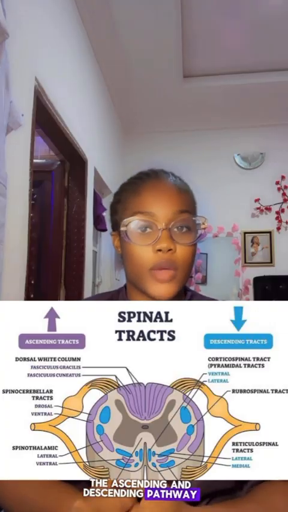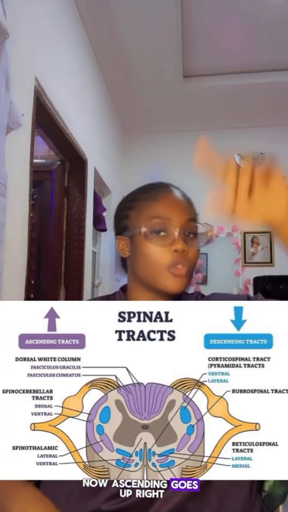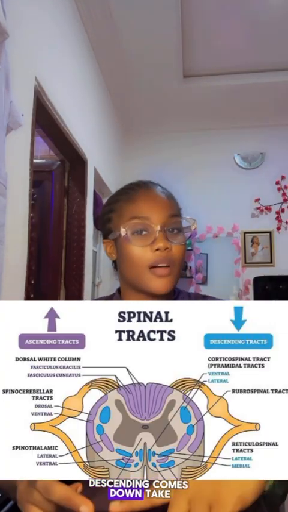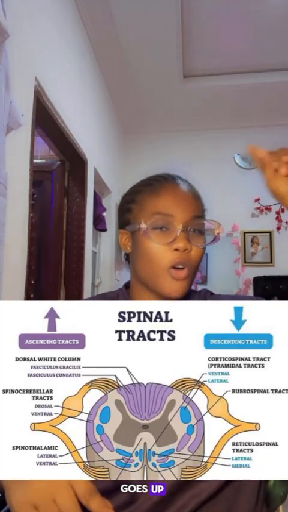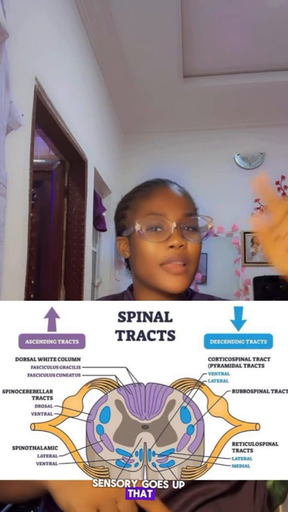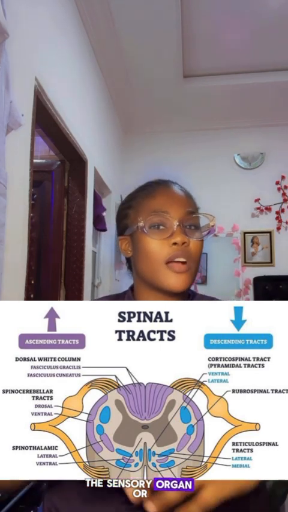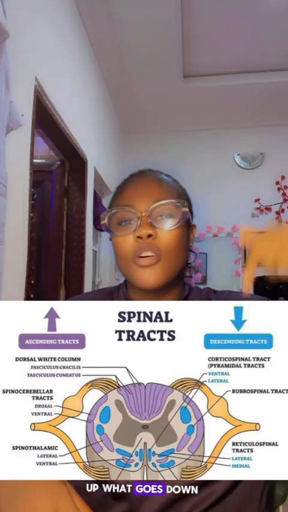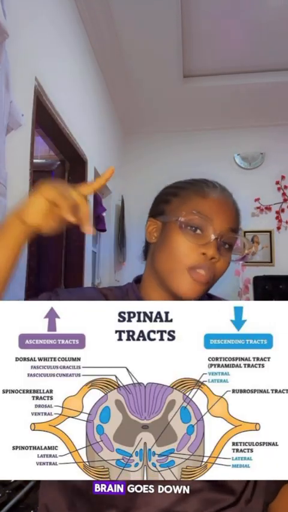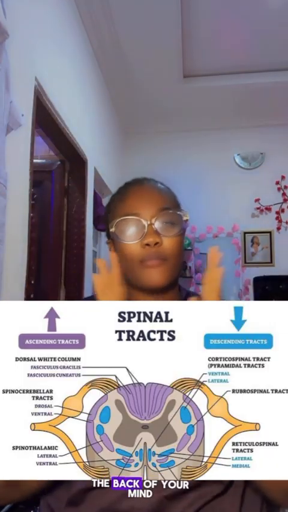Now let's talk about the ascending and descending tract of the spinal cord, or you can say the ascending and descending pathway. Now ascending goes up, right? Descending comes down. Take note of this illustration. Ascending goes up. What goes up? Sensory goes up. That is the receptors, the sensory organ, or the thing to go to the brain, because the brain is up. What goes down? The command from the brain goes down. Just have that in the back of your mind.